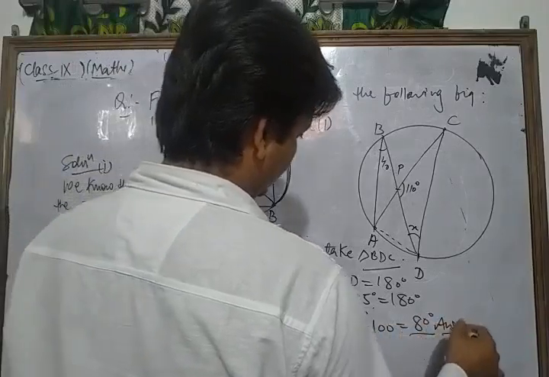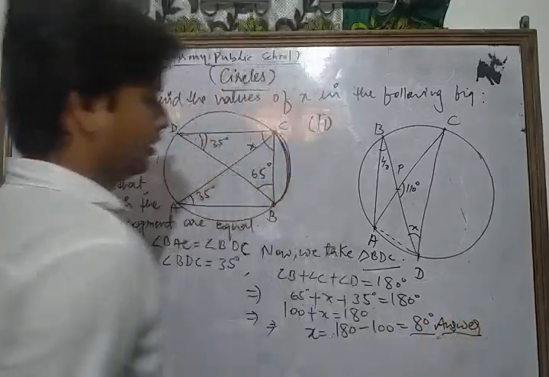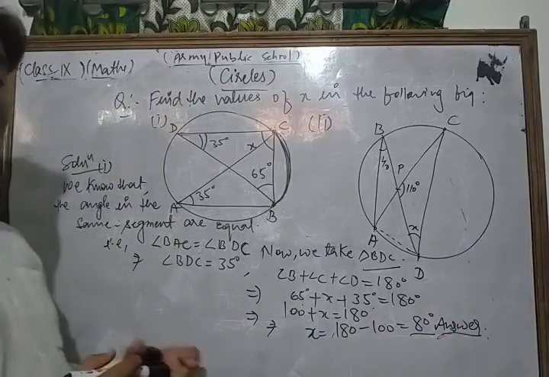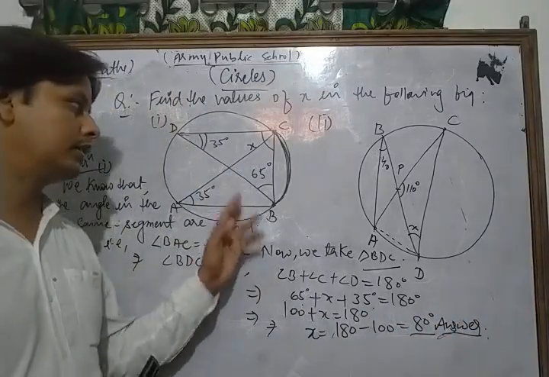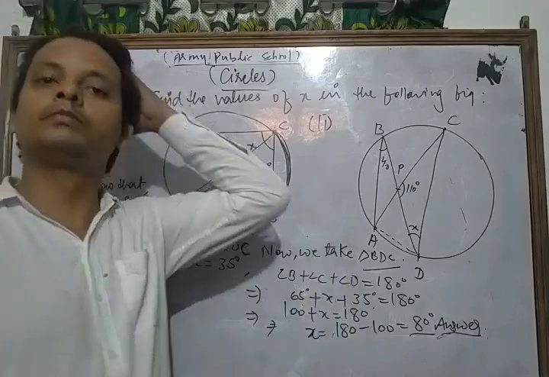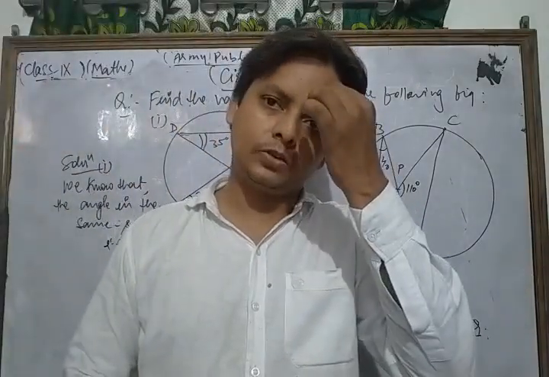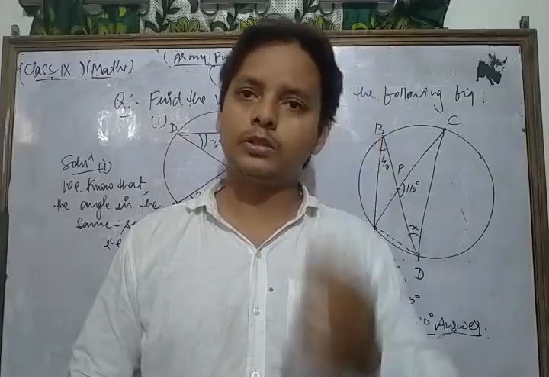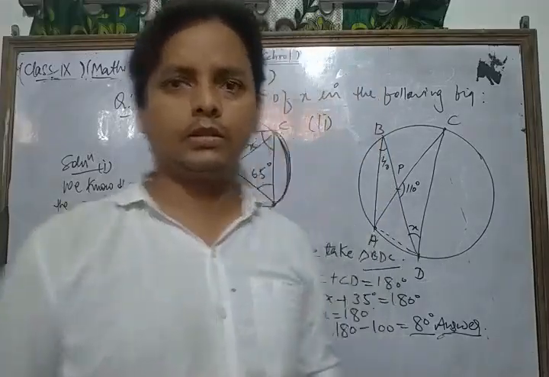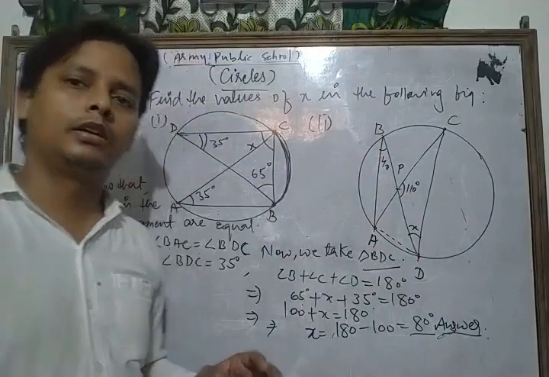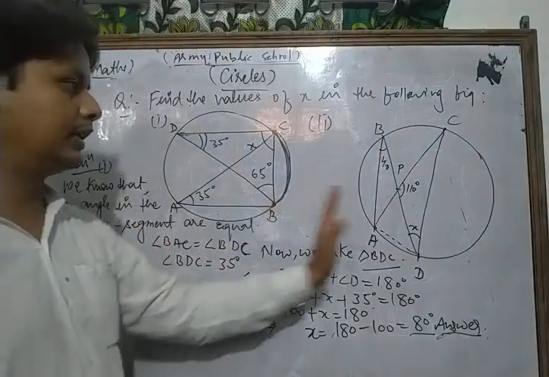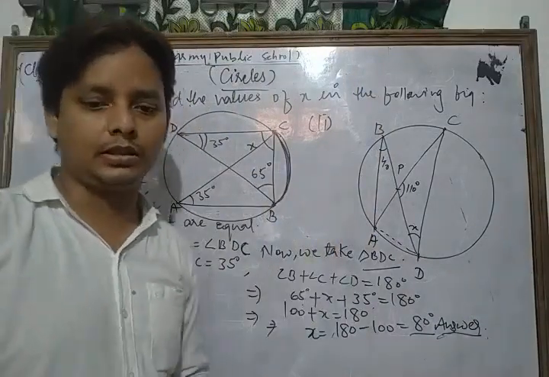So this is the answer. In this way, for the first figure, the value of x is 80 degrees. This is a very important question of your syllabus. Now similarly, dear students, using that concept we take and solve the second part of this question. Let's see.